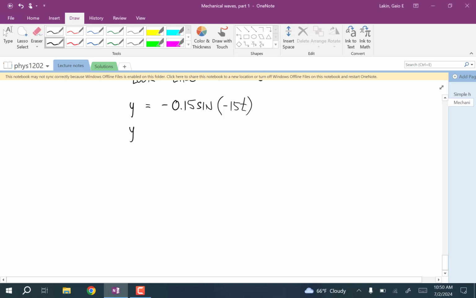And I can rewrite this again using the fact that sine is an odd function. So this comes out to be positive 0.15 sine of 15t. And that is the position of this point as it oscillates over time, where this point is our x equals 0 point. So what would this look like? We know that the amplitude is 0.15.